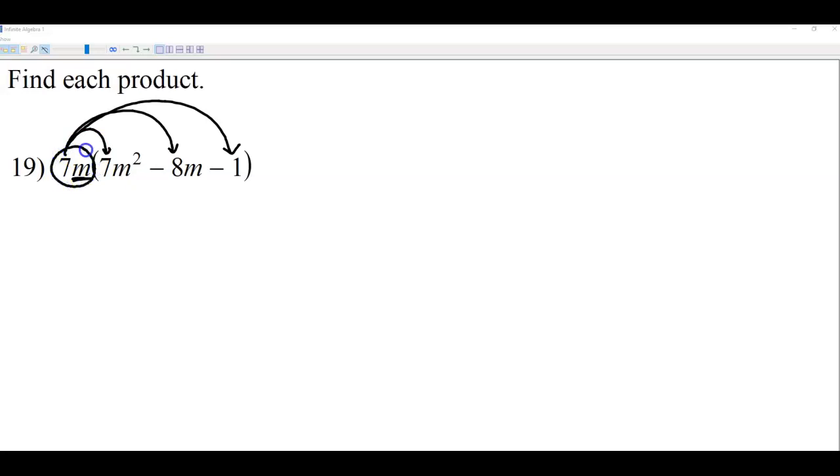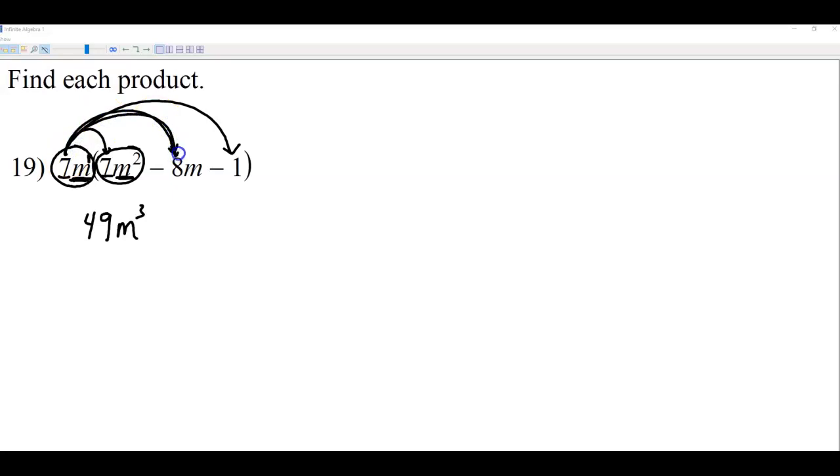Well, when you multiply monomials together, let's say I want to multiply those two together. We do the 7 times the 7, which is 49. And when you do m times m squared, you add their exponents. So the exponent of this m is a 1, and the exponent of the other one is 2. So 1 plus 2 is 3.